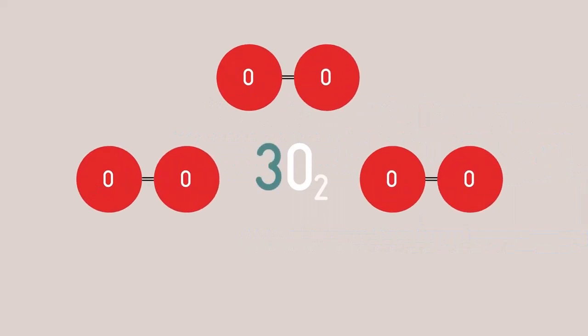Here, we start off with 3 O2 molecules, 6 oxygens overall. In the formula, you can work out how many atoms there are by doing 3 times the subscript, or little number, on the oxygen, which is 2. 3 times 2 is 6.